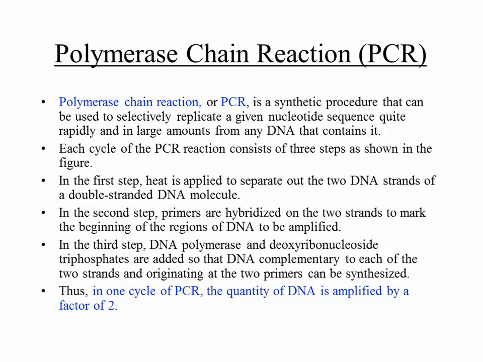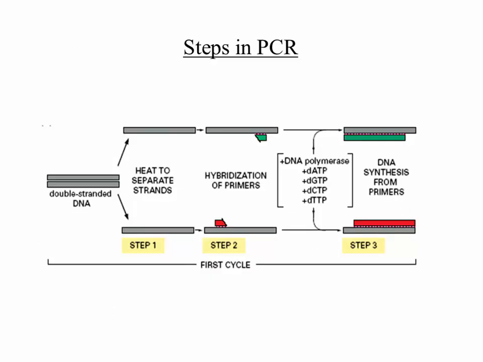So we have talked about cloning DNA, which basically means DNA amplification, making many, many copies of it. There is another widely used method for amplifying DNA, and that is called the polymerase chain reaction, or PCR, right? So when you hear a biologist talking about PCR, you know what it is, polymerase chain reaction. PCR is a synthetic procedure that can be used to selectively replicate a given nucleotide sequence quite rapidly and in large amounts from any DNA that contains it, right? And each cycle of the PCR reaction consists of 3 steps as shown in the figure. So let's look at the figure. This is much easier to explain using the figure.